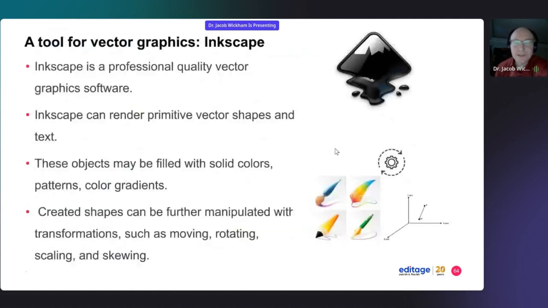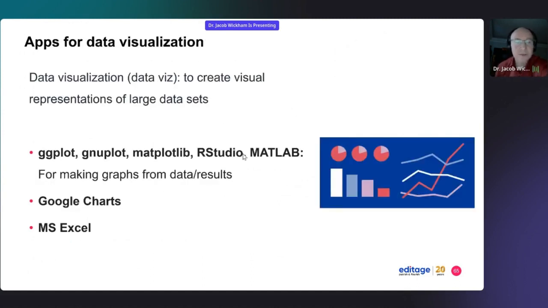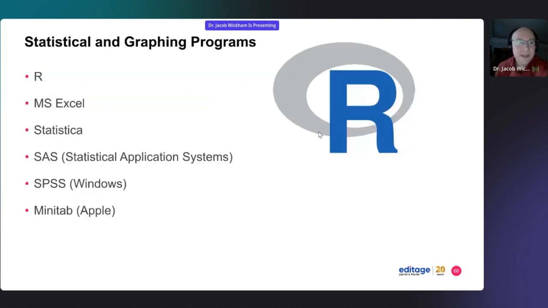And there's different tools that you can use for vector graphics. Some of your statistical programs will help you with this. So you can do vector graphics in MS Excel or Google Charts. There's also RStudio. So it depends on the statistical program that you're using. So here are some graphical or statistical programs that can be used depending on which ones you're comfortable with.